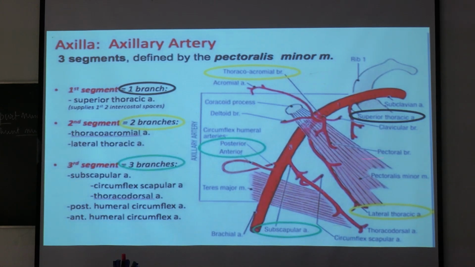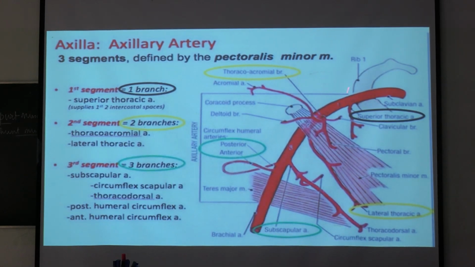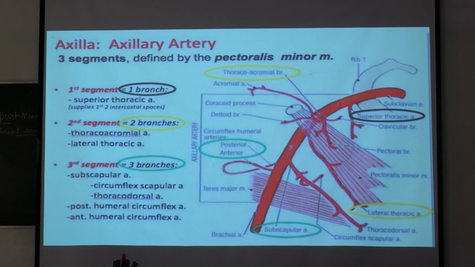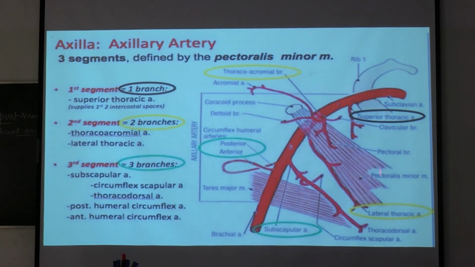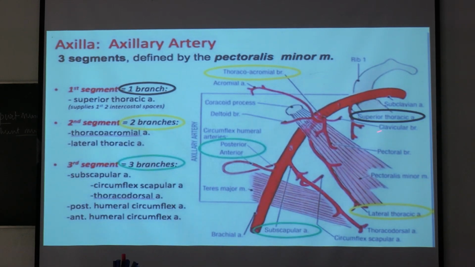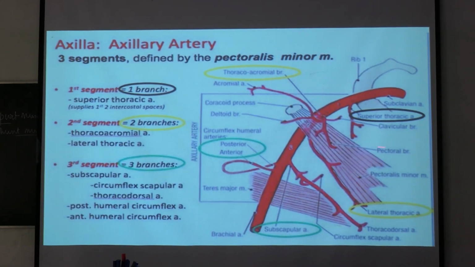First part: from here we get the superior thoracic artery. From the second part, two arteries arise: thoracoacromial and lateral thoracic. The lateral thoracic lies along the lower margin of pectoralis minor. And the thoracoacromial, after coming out from the second part, divides into four branches.